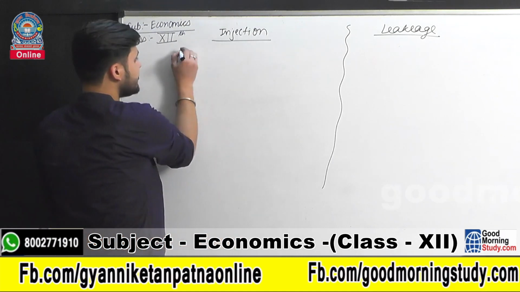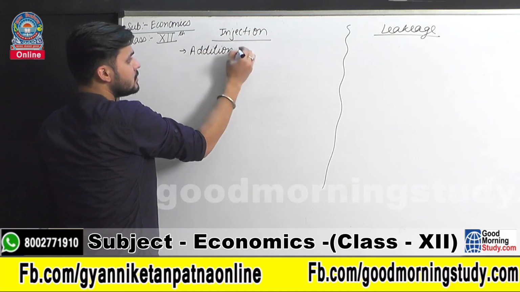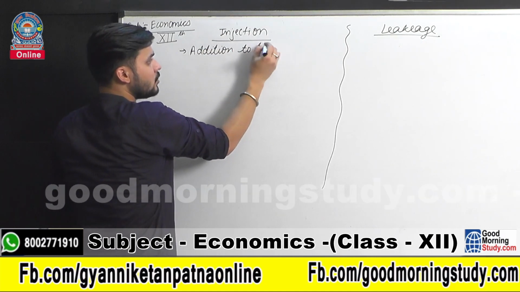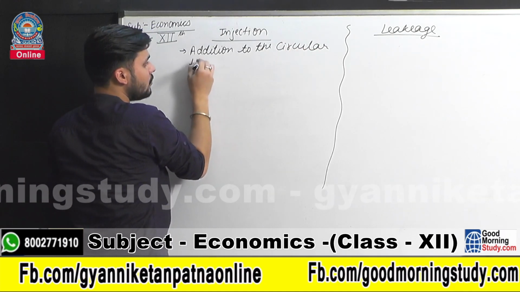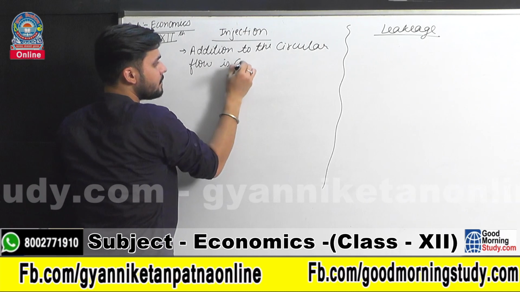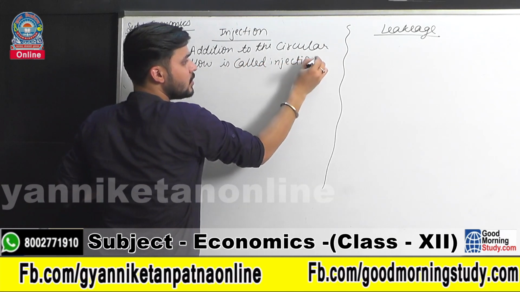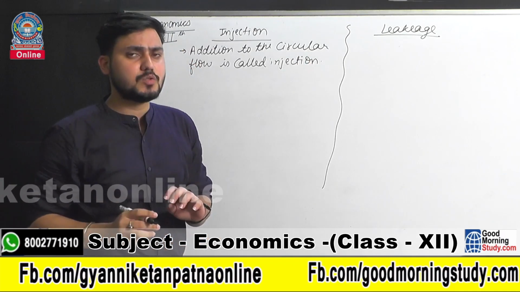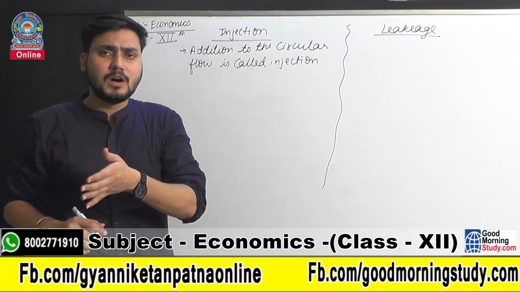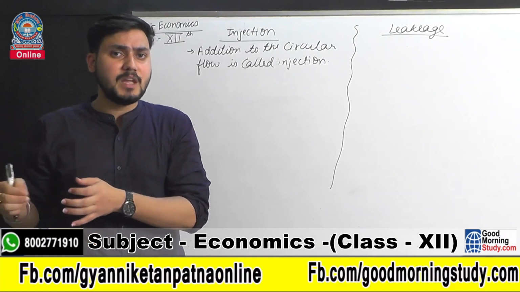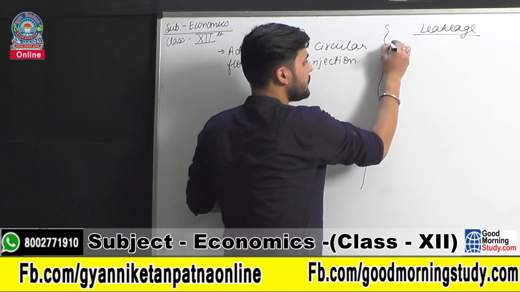So injection is addition to the circular flow. Addition to the circular flow is called injection. Means if there is any incoming of money in our economy, inflow of money in our economy, we call it injection. And what is leakage?